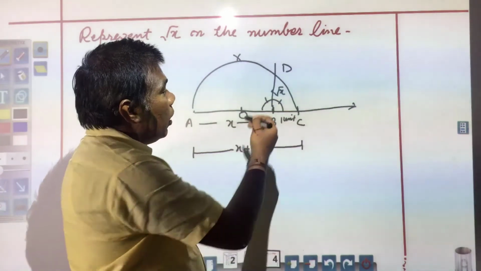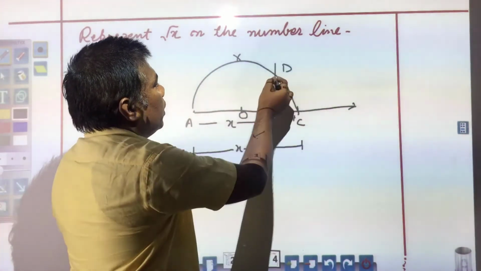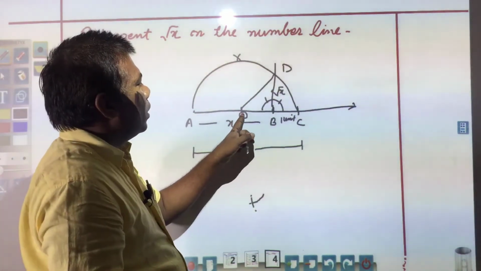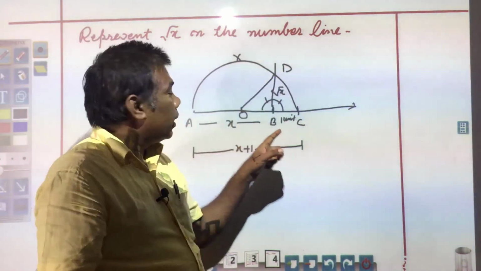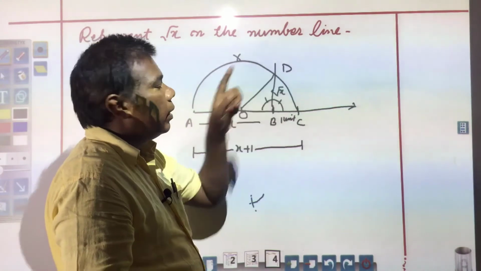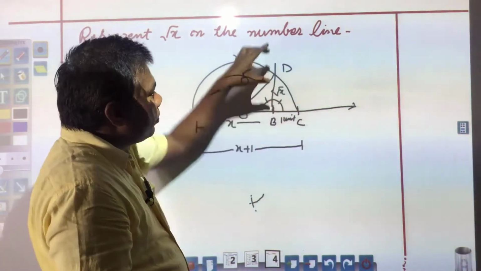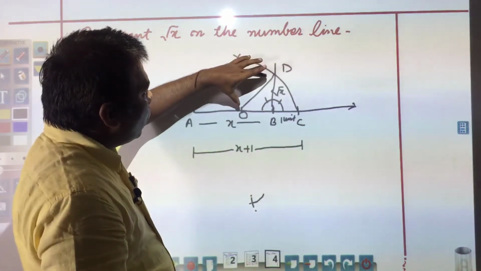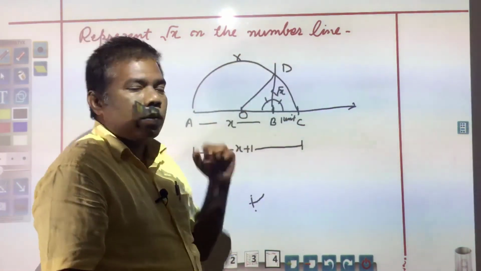So, how are you getting root x? What you need to do is join OD. You will get a right angle triangle OBD. By Pythagoras theorem, BD square will be equal to OD square minus OB square.